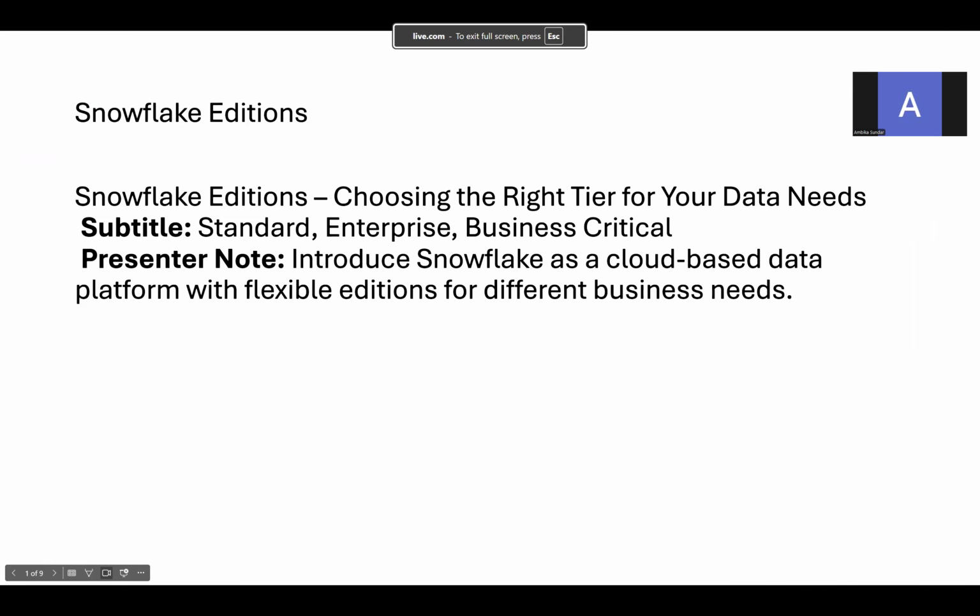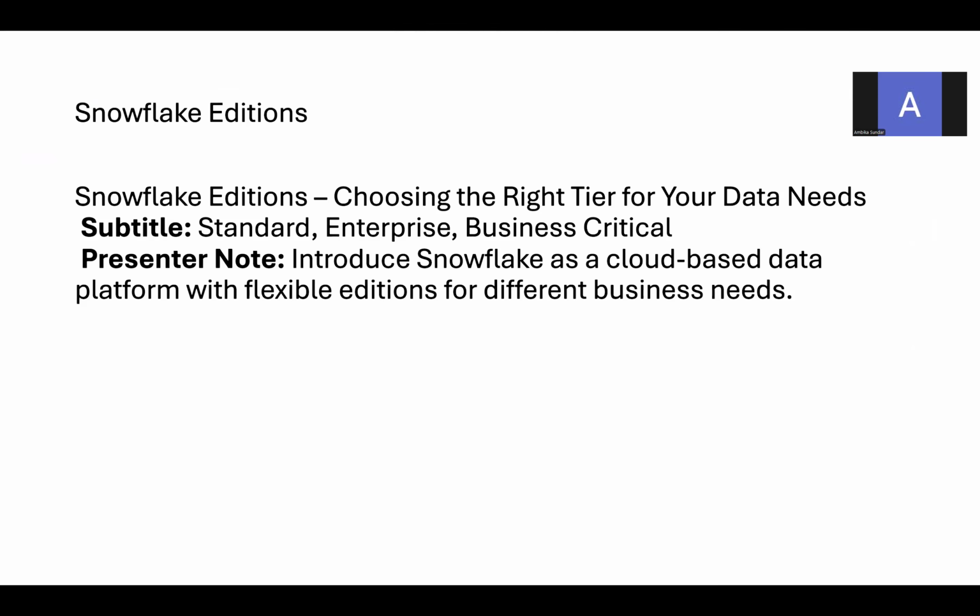So what are Snowflake Editions? Why should we go for it? Choosing the right tier for your data needs: standard, enterprise and business critical. You have to choose the right tier for your data needs. Snowflake is all about handling the data. You should know what are the categories we should choose to handle this data.